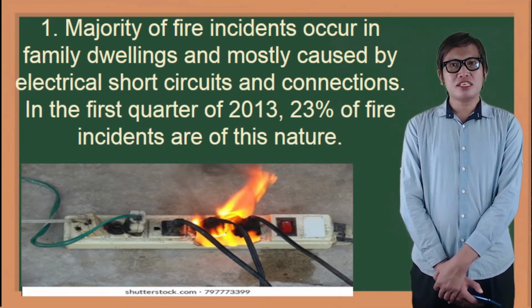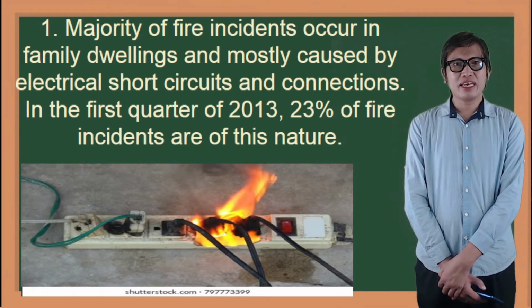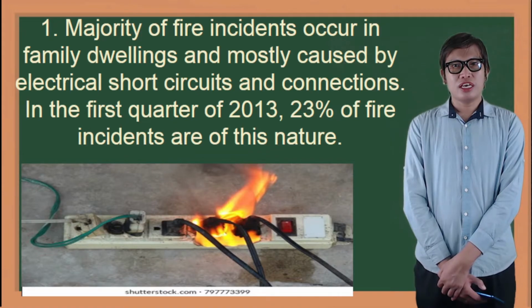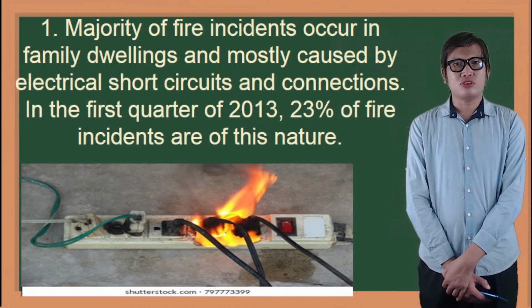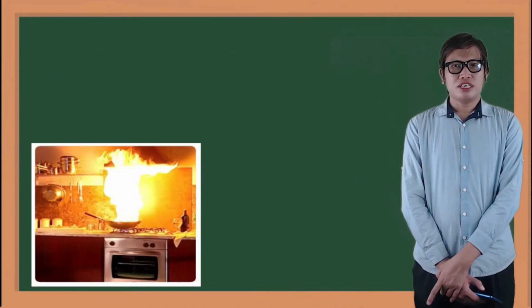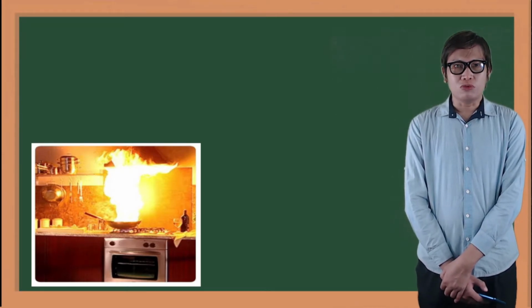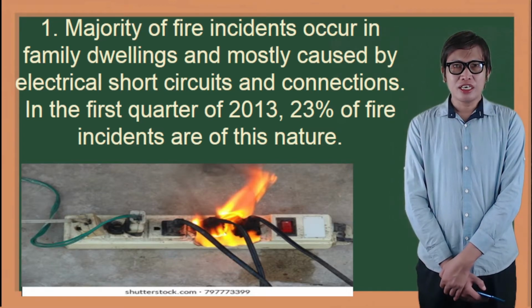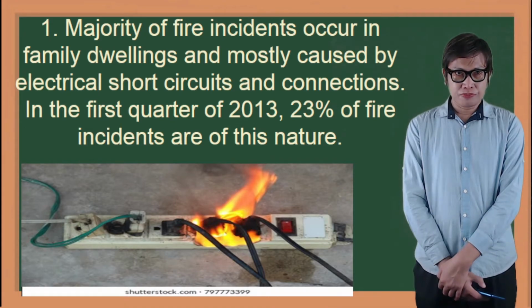The majority of fire incidents occur in family dwellings and are mostly caused by electrical short circuits and connections. In the first quarter of 2013, 23% of fire incidents were of this nature. Now, it is represented in the image below. As you can see, there is octopus wiring in the extension causing it to short circuit.